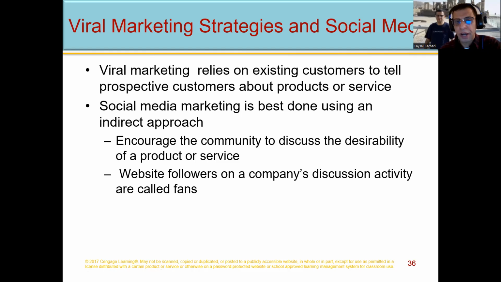We hear a lot about viral marketing. Viral marketing relies on existing customers to tell prospective customers about the product or service, and suddenly everybody is looking at your site. Social media marketing is best done using an indirect approach, where you do viral marketing and encourage the community to discuss the desirability of a product or a service. And that's what they do on YouTube's website.